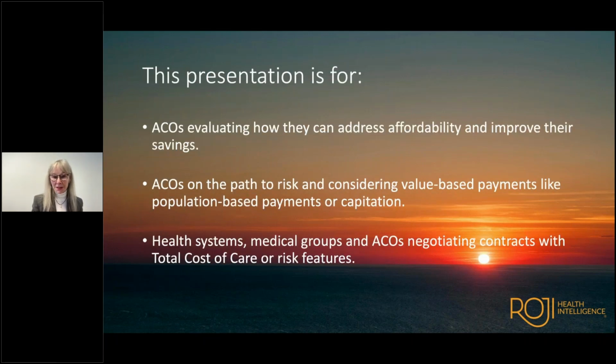So who's going to get the most out of this today? Well, certainly ACOs evaluating how they can address affordability, excuse me, a little bit of frog in my throat today, and improve their savings. So this is about ratcheting up the savings potential for ACOs. ACOs on the path to risk and worried about their sustainability, especially ACOs that are considering the new payment model that's just been announced, should really look at this seriously, because you will really need to make sure that your capitation payments are in excess of your expenditures. And then, of course, the health systems, medical groups, and ACOs that are negotiating contracts with total cost of care or risk features, you're going to need to know how you can break that down into actionable items.